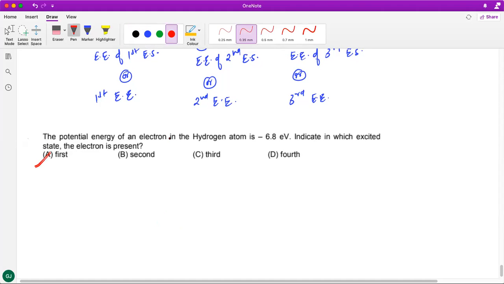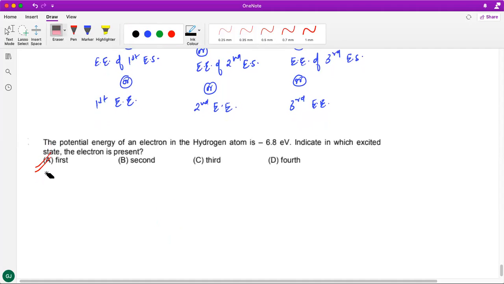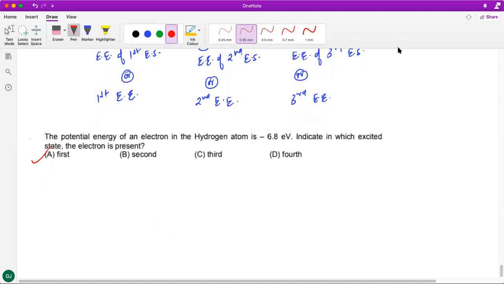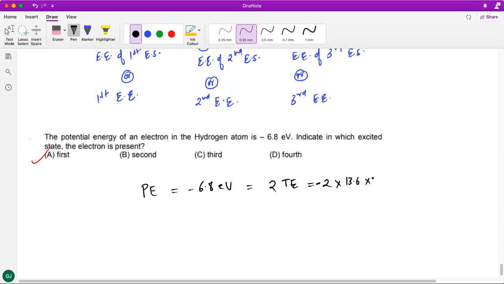So the correct answer is option A. For those who have got the answer, great. For those who haven't, you have made a careless mistake. Notice what the mistake was. The potential energy is given to you as minus 6.8 eV, and the formula for potential energy is 2 times total energy, that is 2 times minus 13.6 into z square by n square, right?